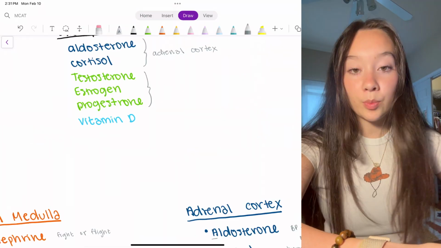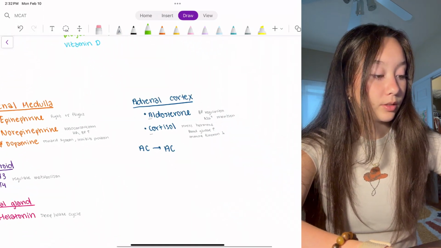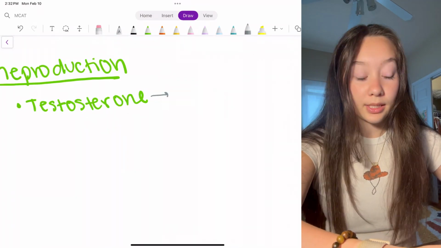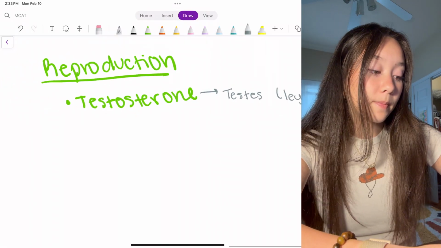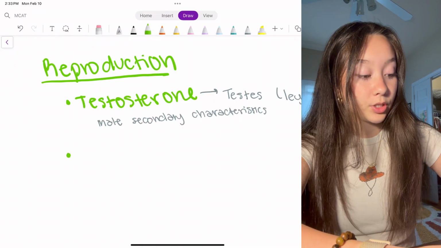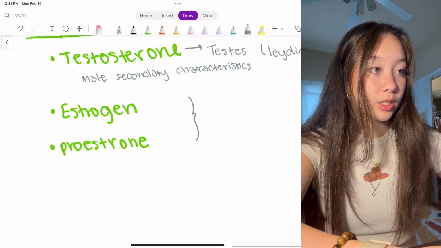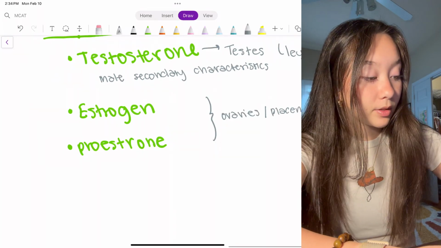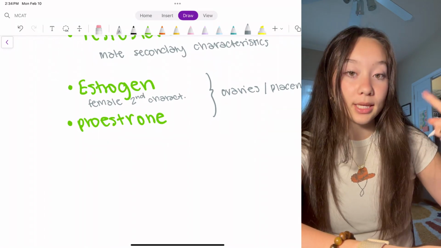These are all going to be produced in the reproductive tract. So I'll go ahead and label that down here. Reproduction. We have testosterone, and this is going to be produced in the testes, more specifically the Leydig cells, and this is male secondary characteristics. And then we have estrogen and progesterone. These are both going to be produced in the ovaries and the placenta. And estrogen is female secondary characteristics, and then progesterone is going to be what maintains pregnancy.